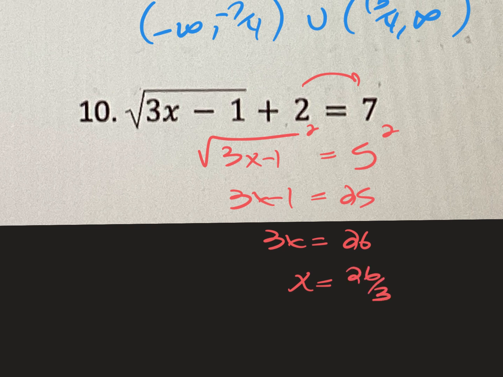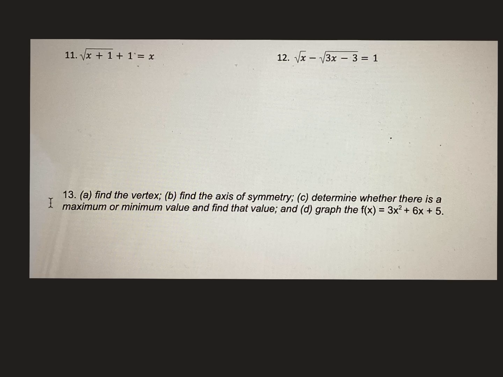I know you're like, I don't want to check that. But when you check it, if you do 3 times 26 thirds, in here the 3's cancel, which gives you 26 minus 1, which is 25. Square root of 25 is 5, plus 2 is 7. Works great. Two more of these.